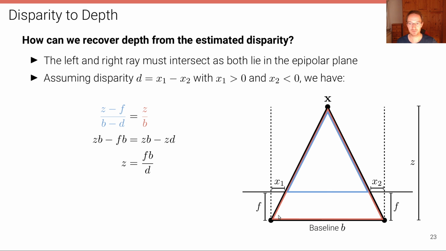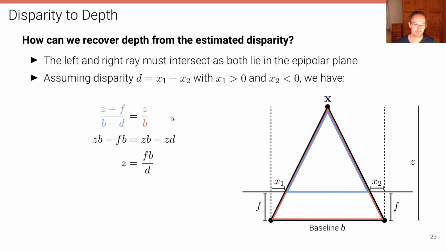We look at these two triangles, these equal triangles, red and blue. The blue triangle gives us the following constraint. We have c minus f, this is this, minus this, is basically this distance here, is equal to c minus f, which is this distance, divided by b, this is the baseline, minus the disparity, which is actually this distance here. So we have this divided by this is equal to the entire c here divided by the entire baseline b, because these are equal triangles.